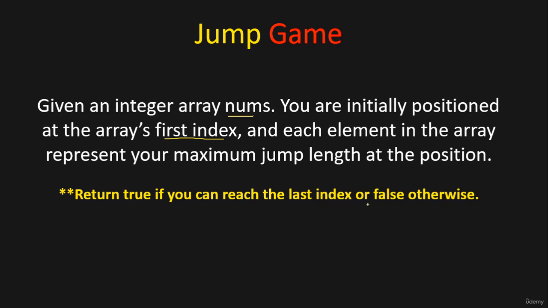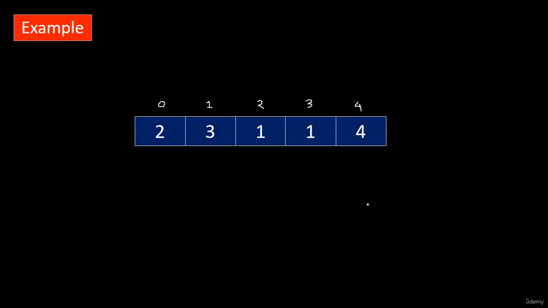So if we can reach the last index, we'll return true. If we cannot reach the last index, we will return false. Now let's see some examples. For example, if you're given this array of integers, we are initially positioned at the first index right here. And here we have 2. It means that from here we can jump, and the maximum jump length is 2.